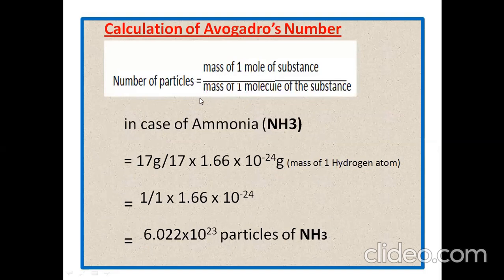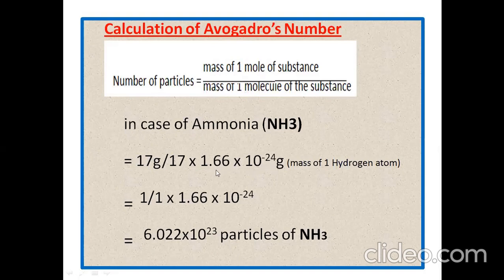We are using this expression: number of particles is equal to mass of 1 mole of the substance divided by mass of 1 molecule of the substance. We will use this expression in case of ammonia. If we have 1 mole of ammonia, then how many particles are there? So put the mass of 1 mole of ammonia, that is 17 gram, divided by the mass of 1 molecule of ammonia, which is 17 times 1.66 × 10^-24 gram.